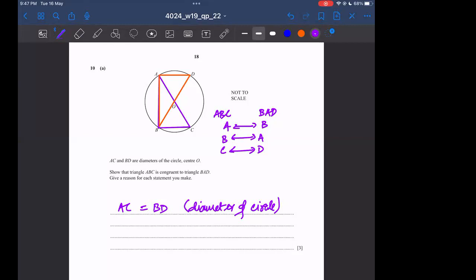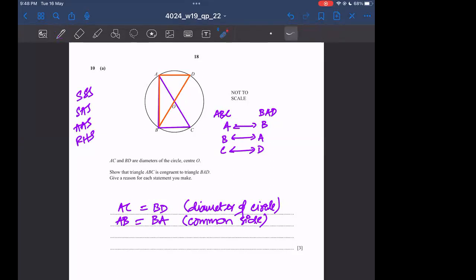Now you can see this side AB is common in both of them. AB side is BA, you can say common side. So I have already shown that these two sides are common or equal. And for congruent triangles, SSS, SAS, AAS, or RHS, these four theorems are applied to show that two triangles are congruent. So I've already proved that two sides are equal.